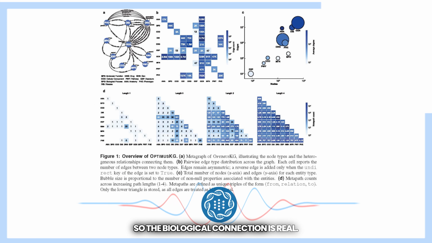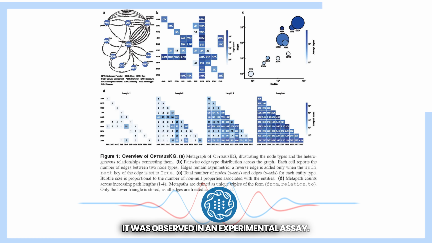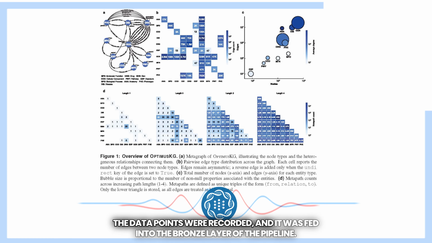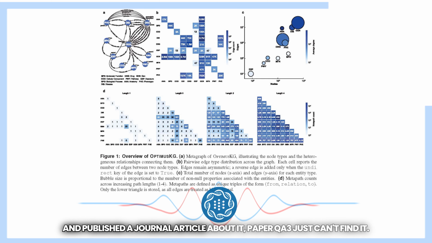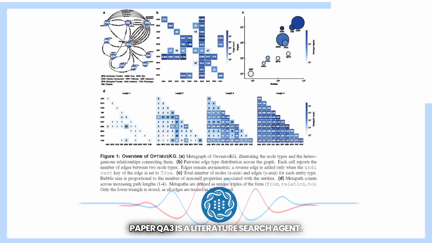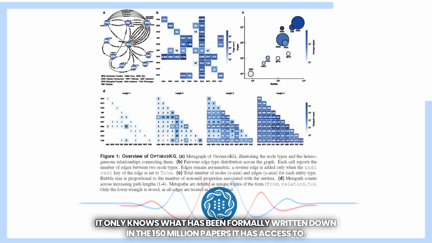So the biological connection is real. It was observed in an experimental assay, the data points were recorded, and it was fed into the bronze layer of the pipeline. Yes. But because nobody has actually sat down, drafted a manuscript, gone through peer review, and published a journal article about it, PaperQA3 just can't find it. Exactly. PaperQA3 is a literature search agent. It only knows what has been formally written down in the 150 million papers it has access to.